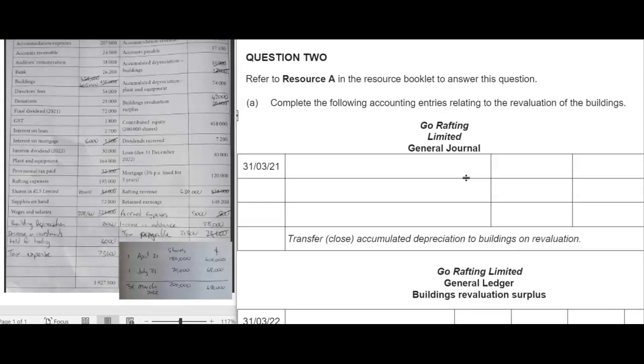The journal entry for the revaluation of the buildings. So we've got to transfer or close the accumulated depreciation. So we're going to debit accumulated depreciation. And this is part here. It was 12,000 and it's going down to 0. So we're going to cancel it by putting 12,000 debit, which crosses it out, which you've done here. And the credit, make sure you indent first. Go to buildings.